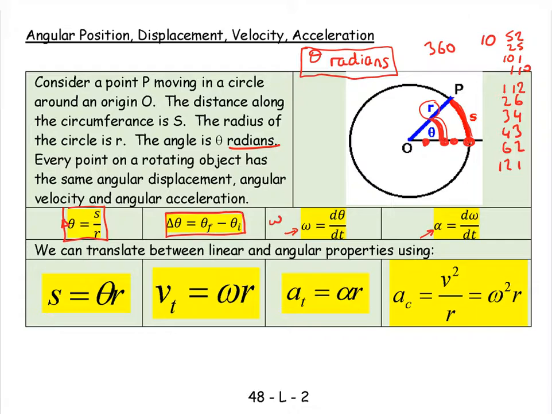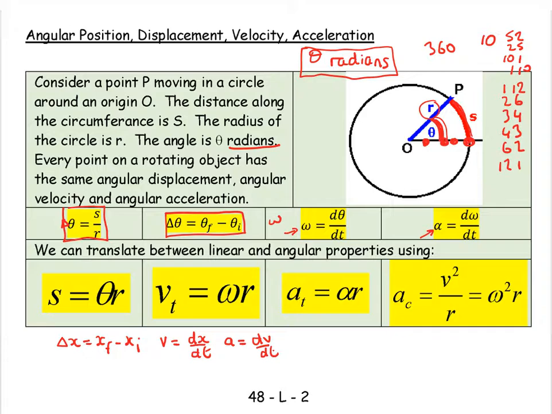Hold on. Didn't we used to have delta x is equal to x final minus x initial? And didn't we have v equaled dx by dt? And didn't we have a equaled dv by dt? Yeah, these are the same equations, they're just expressed in angular terms.